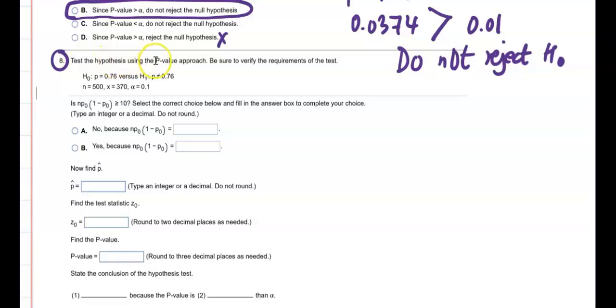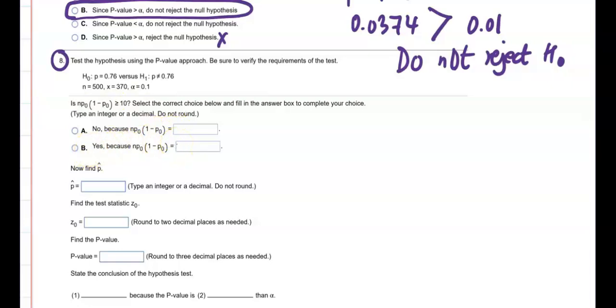Test the hypothesis using p-value approach again, but here you have to find the test statistic as well, and also the p-value, and more, you have to find p-hat as well. So again, everything you can find from the calculator, but I'll have to check this criteria: np0(1 minus p0) greater than or equal to 10. Is that satisfied or not? And you put the answer yes or no there.